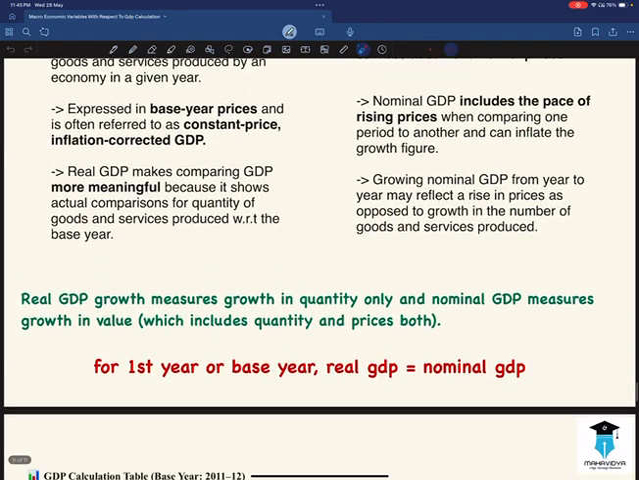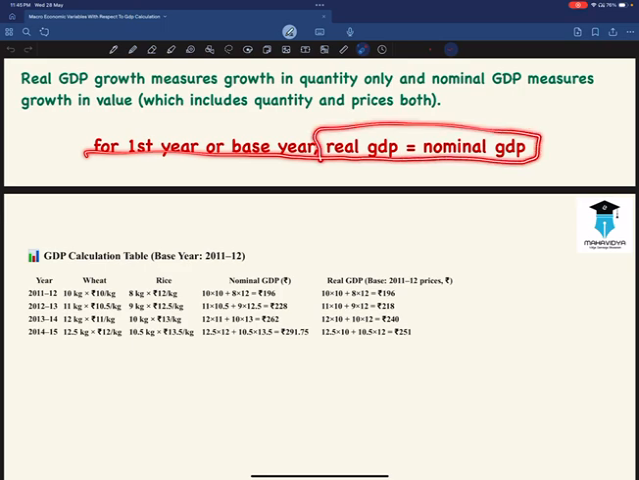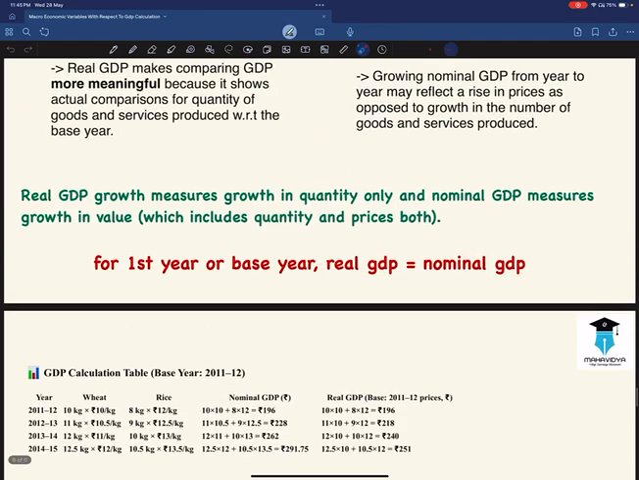So you have seen that in the first year, the base year, the real GDP is equal to the nominal GDP. This can also be a prelims question.